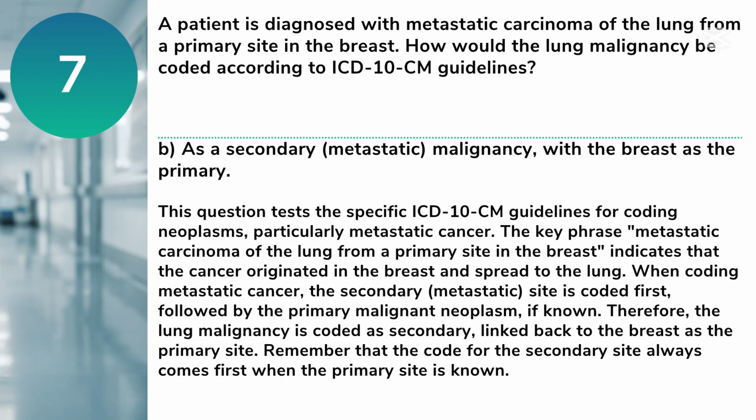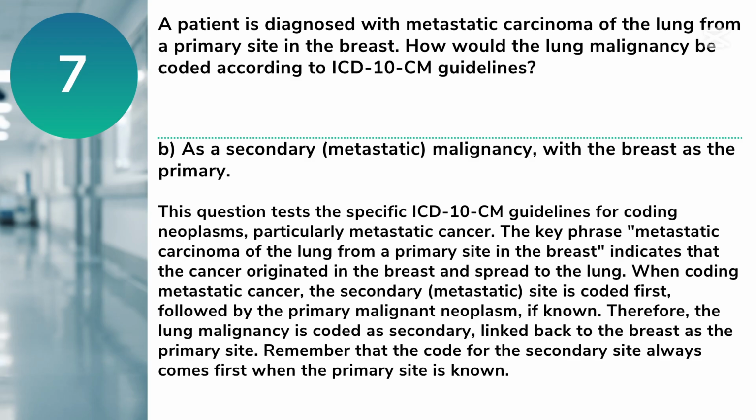Answer: B. As a secondary, metastatic, malignancy, with the breast as the primary. This question tests the specific ICD-10-CM guidelines for coding neoplasms, particularly metastatic cancer. The key phrase, metastatic carcinoma of the lung from a primary site in the breast, indicates that the cancer originated in the breast and spread to the lung.